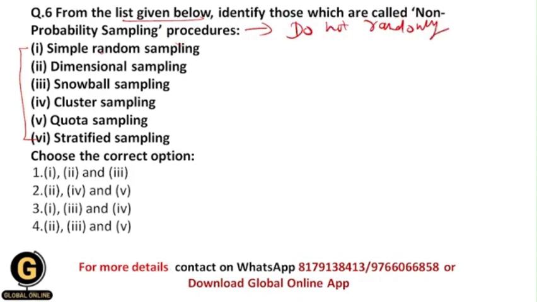Let us see the different sampling procedures here: simple random sampling, dimensional sampling, snowball sampling, cluster sampling, quota sampling, stratified sampling. From these, dimensional sampling, snowball sampling and quota sampling are the non-probability sampling procedures. Dimensional sampling is the extension of quota sampling, and here participants get selected because they have particular characteristics. The researcher thinks about many characteristics such as gender, age, etc., and each participant should have those defined characteristics. That is called dimensional sampling, because here the characteristics are many but the participant is one. That's why this is the extension of quota sampling.